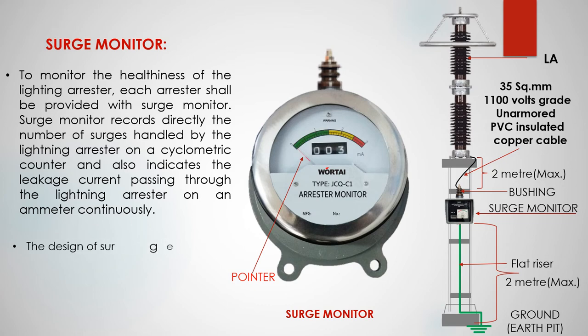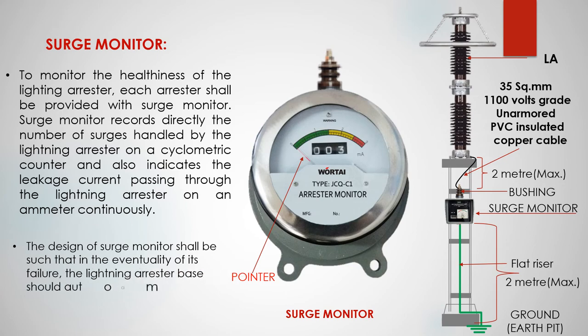The design of the surge meter shall be such that in the eventuality of its failure, the LA base should automatically be connected to earth system. For this purpose, a connection from the arrestor bottom to the surge monitor bushing and from the surge monitor body to the station ground is required. The connecting lead from the arrestor bottom to the surge monitor bushing does not touch the structure of the grounded object.